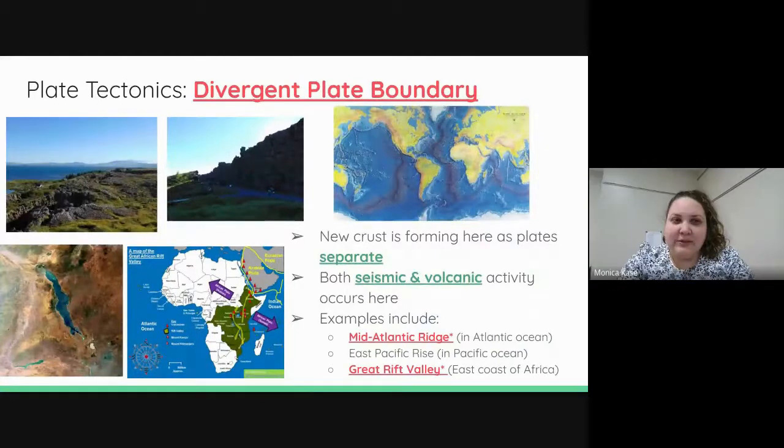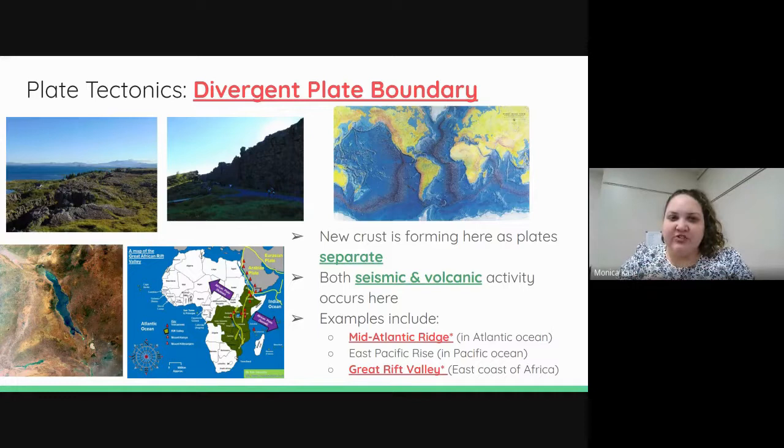All right, so some of our types of boundaries. Our first one that we'll talk about is the divergent plate boundary. So this is where new crust is forming as the plates are separating. So think about divergent, they're going away from each other. All right. Here you'll see seismic and volcanic activity. So meaning we'll have earthquakes and volcanic activity there.